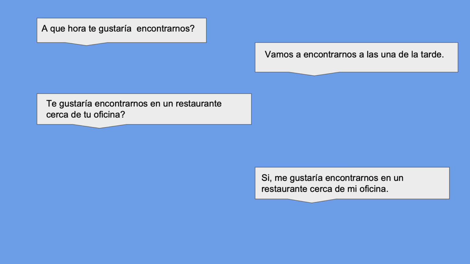Sí, me gustaría encontrarnos en un restaurante cerca de mi oficina. Sí is yes. Me gustaría, we know, is I would like. Encontrarnos is to meet up or to find ourselves. Yes, I would like to meet. En un restaurante, in a restaurant, cerca, close, de mi oficina, or of my office. Yes, I would like to meet up at a restaurant near my office.